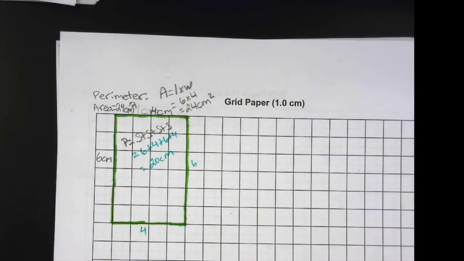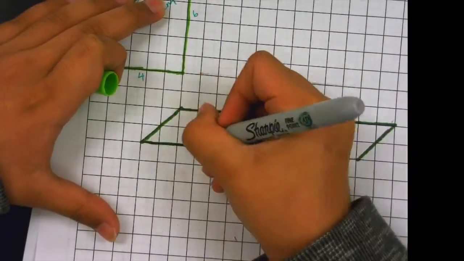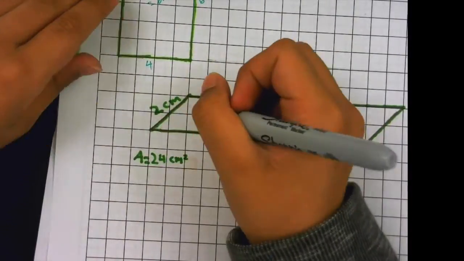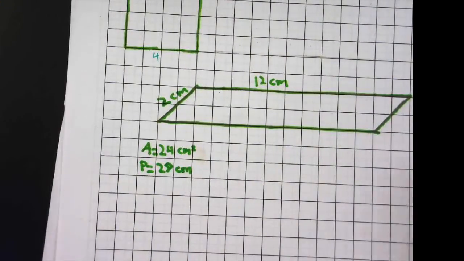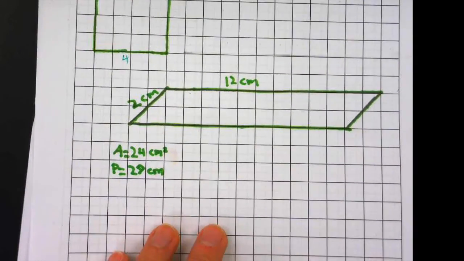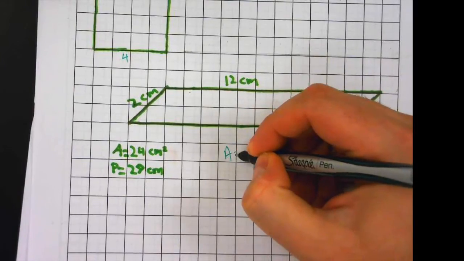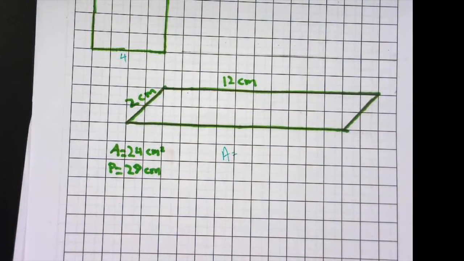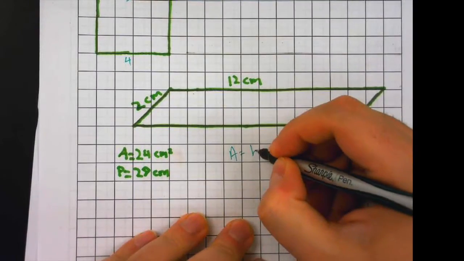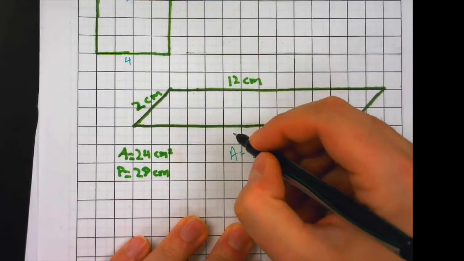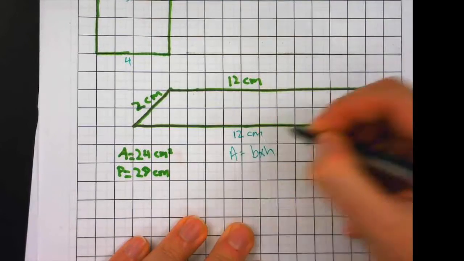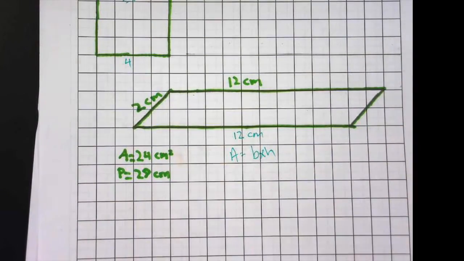What about our next shape? Here is our parallelogram. And how do we get the area of a parallelogram? What is the formula? Yeah, it's base times height. So in this case, the base is at the bottom. And our height, where would our height be on a parallelogram? Where would we mark it? Does anyone remember where we mark the height?